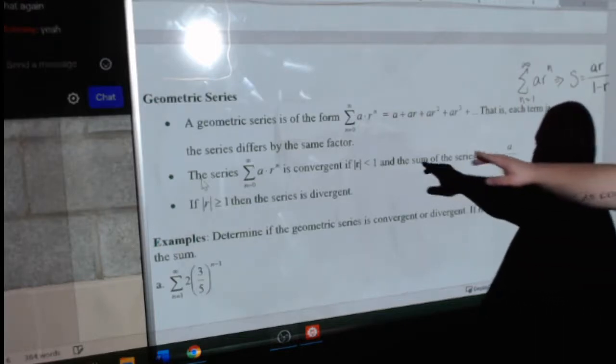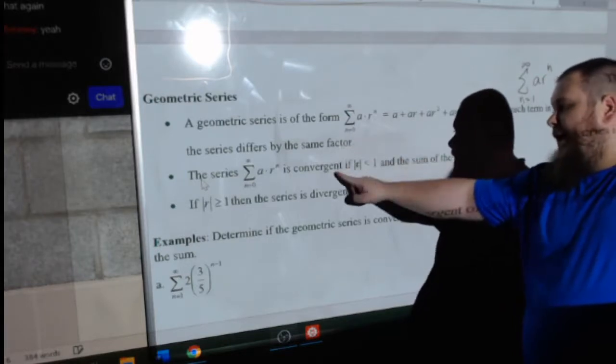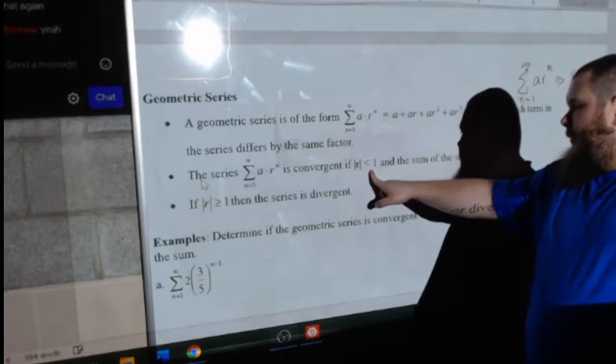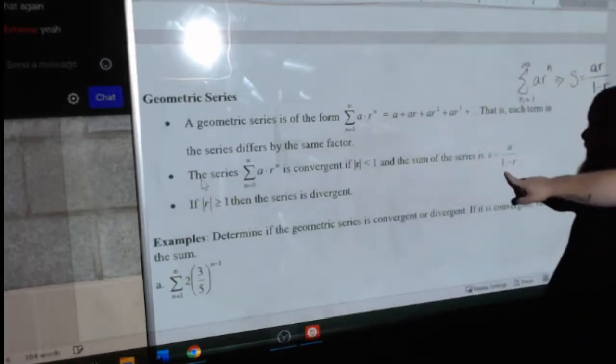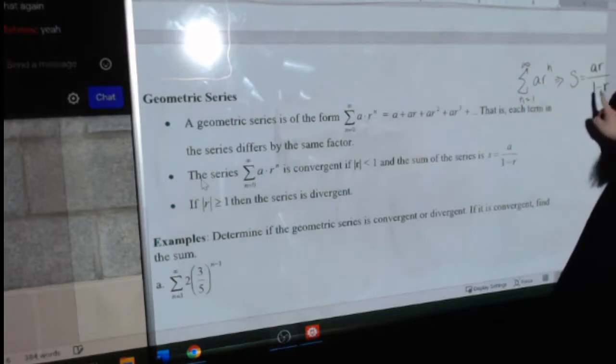Okay, so if the sum starts at 0 and it converges, which means that the absolute value of r is less than 1, the sum is equal to this value. If it starts at 1 instead, if n is 1 to begin with, your sum is a times r over 1 minus r.